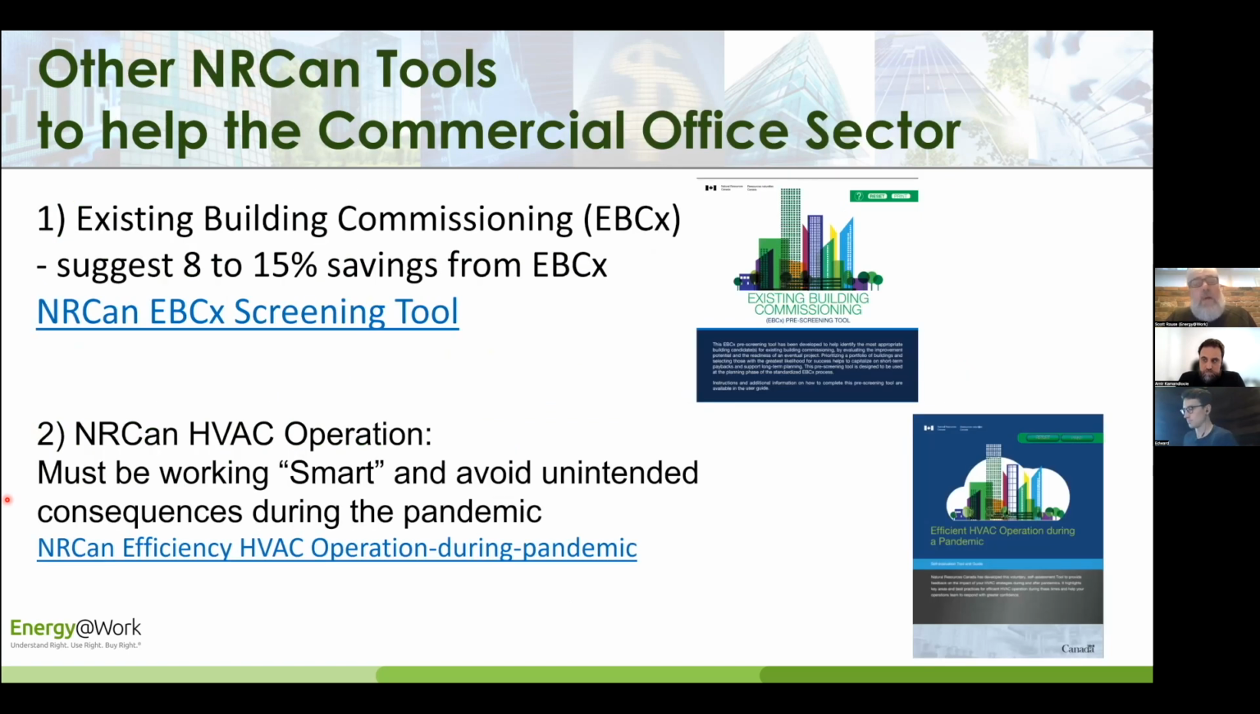Enercan also has some other resources that I thought I'd point out. Existing building commissioning, they've got some really good tools. Also operating a building in response to COVID, they've got this other tool. There's a lot of other tools that Enercan has, so I just wanted to give a shout out.